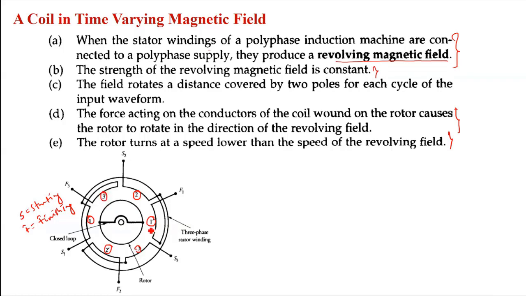So what we are observing here is that these three coils are distributed. How are they distributed? If we see the axis of these coils, we can see this is the axis of coil 1 dash, right? If I just put the axis, this will be your axis.